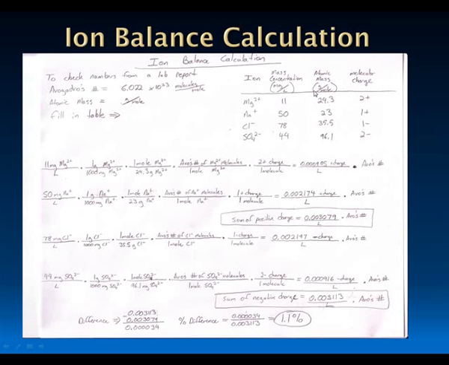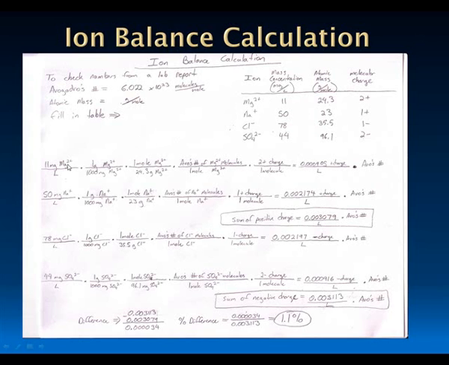We need to know the atomic mass of that atom or molecule, which is grams per mole. How many grams are in 1 mole of that substance? A mole is a number of molecules, Avogadro's number. And then what the molecular charge is on that molecule.